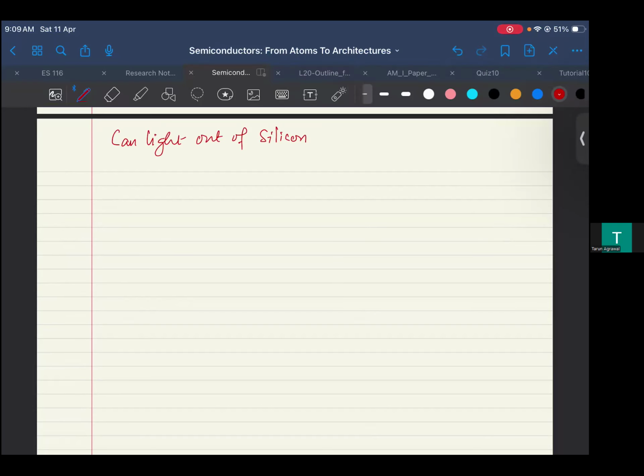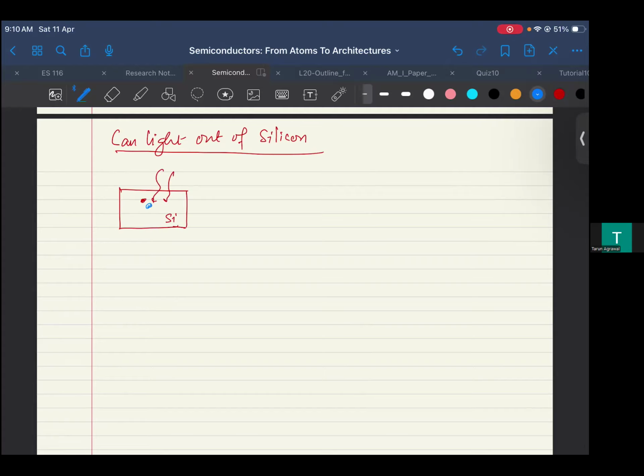We have seen, in one of the applications where we were talking about different avatars, and even in the generation recombination video, that when we shine light on silicon, we can generate what we call the electron and hole pair. They are generated as a result of light.